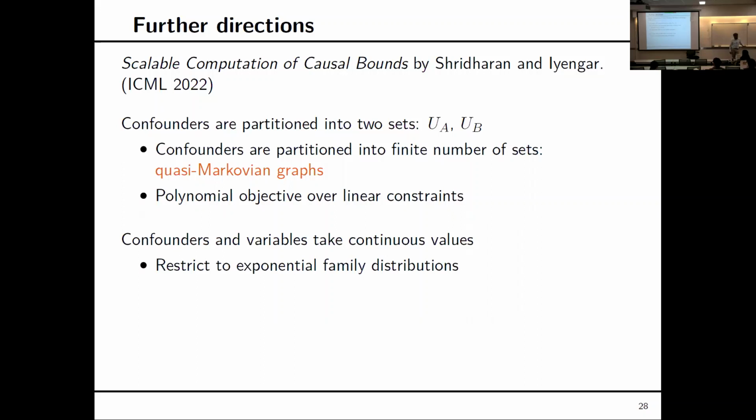The other thing that we really don't know much about is what happens if these variables take continuous values. Of course, you can discretize it, but as those of you who do simulation know, if you discretize a continuous variable, there's a curse of dimensionality. Can we work with something in the continuous space? We've started to do some work on restricting it to exponential family distributions, but don't have much there. So I'll stop here. Thank you very much.